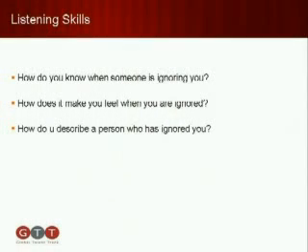How do you know when someone is ignoring you? How does it make you feel when you are ignored? How do you describe a person who has ignored you? Let's take a telephone conversation. In the first example, we spoke about a face-to-face example. In this, let's talk about a telephone example.